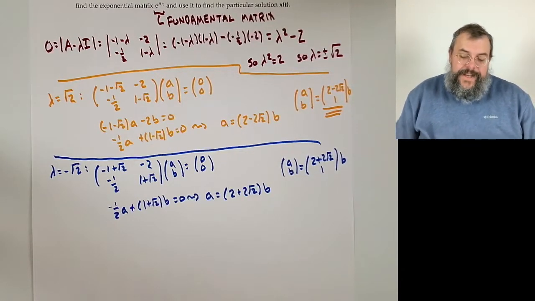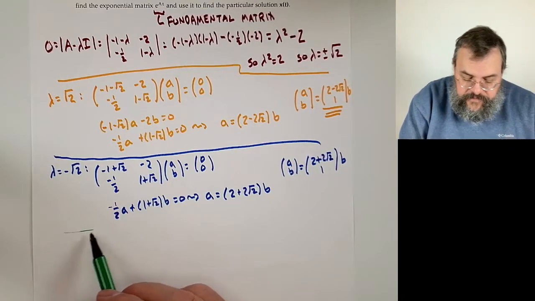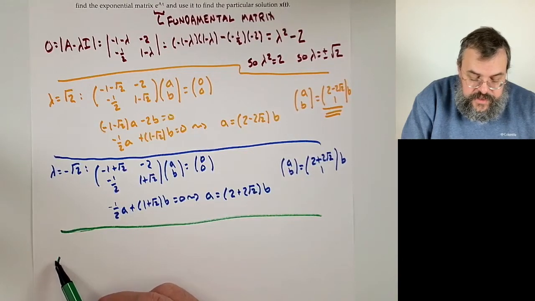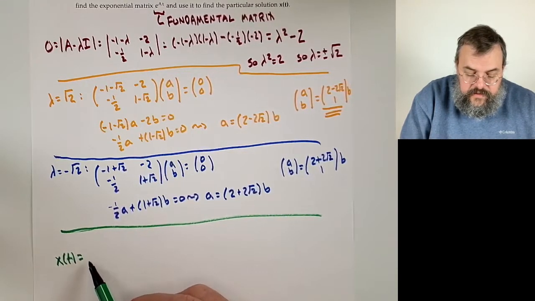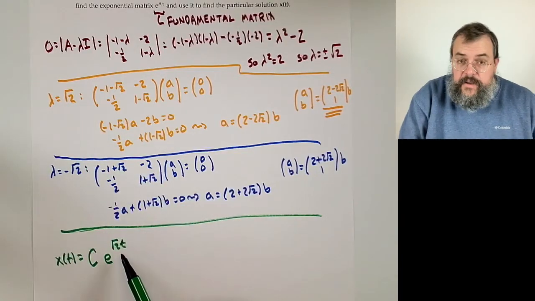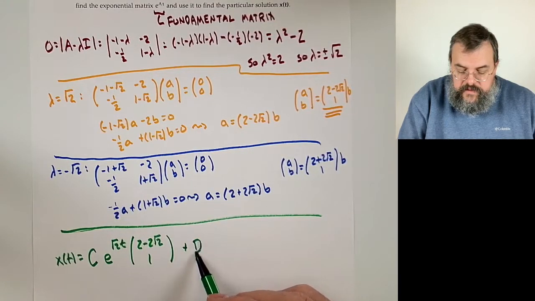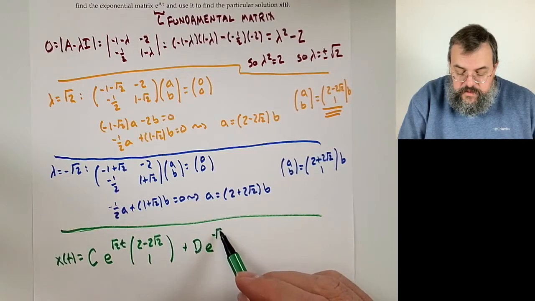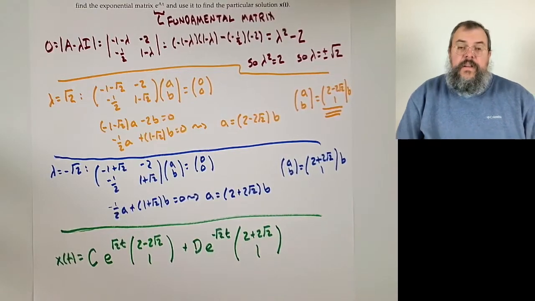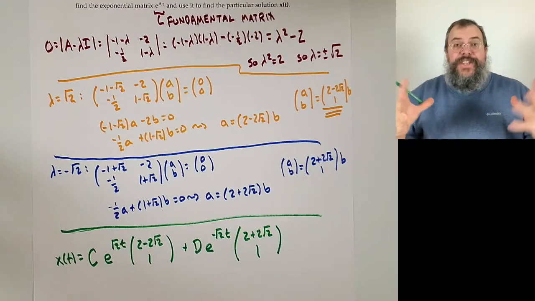All right. Now, how does this help us? Well, now that we have our eigenvalues and eigenvectors, we get that our general solution looks like x of t is some constant c, e to the square root of 2 t, so the eigenvalue times t, times the eigenvector, plus some constant d, e to the minus root 2 times t times the eigenvector. Great. Now, we've built up a collection of solutions.